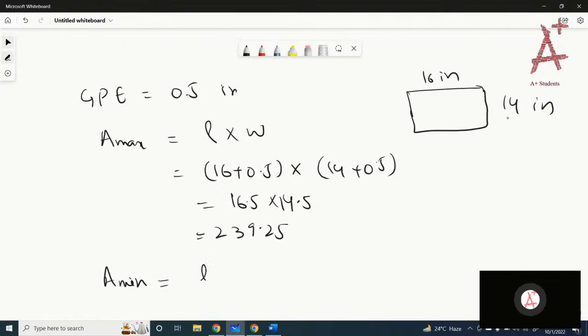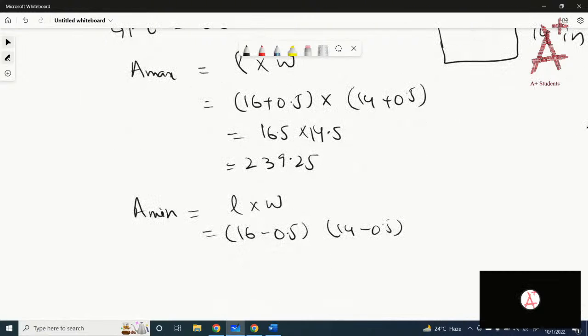Got it? And for the minimum value, you have to subtract the greatest possible error from both the values. 16 subtract 0.5 and 14 subtract 0.5, and then you have to multiply them. So 16 minus 0.5 is 15.5 and 14 minus 0.5 is 13.5. So it would be then 209.25. Got it? So this way you can find the maximum area and the minimum area.